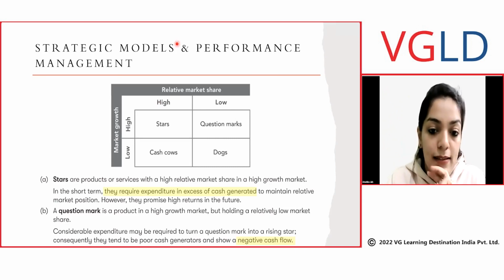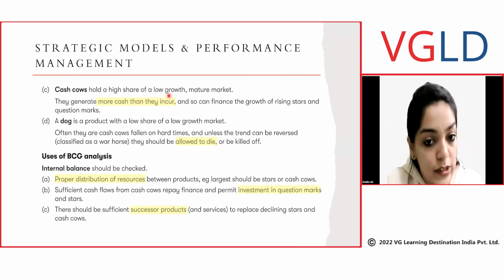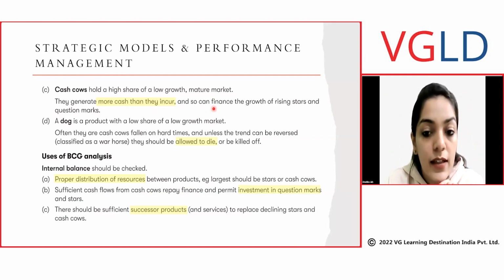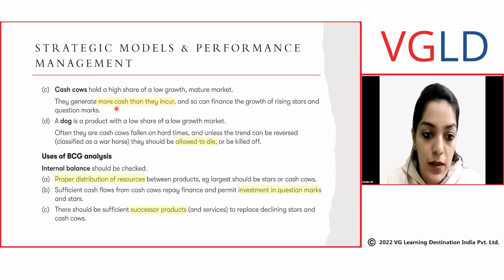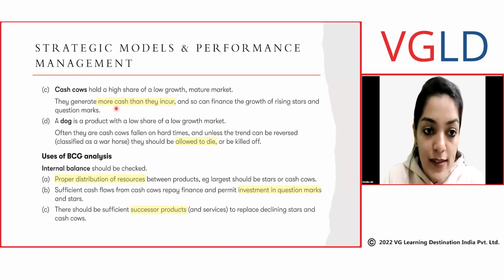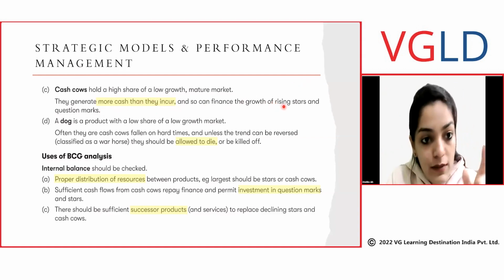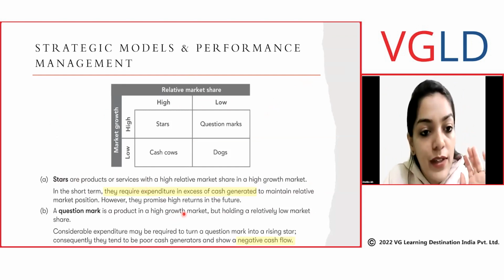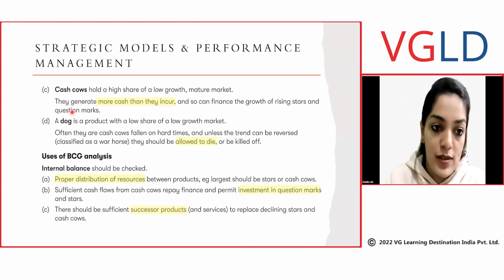Then next is cash cow. Cash cow is very simple. Cash cows hold a high market share in a low growth market. They generate more cash than they incur, and so can finance the growth of rising stars and question marks. So the cash the cash cow product generates is used for the expenditure required. We discussed that stars also require heavy expenditure, and question marks also require heavy expenditure. Where will that money come from? That money will come from the cash cow business.